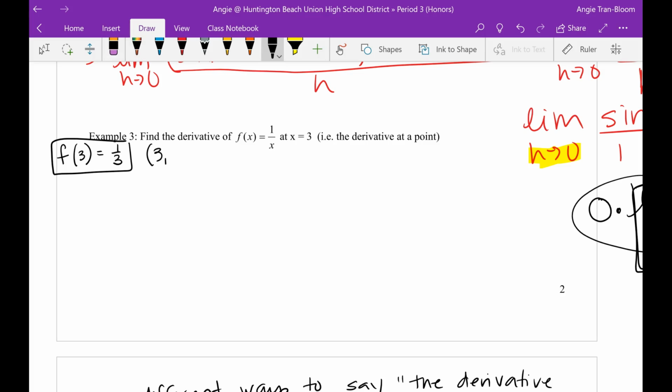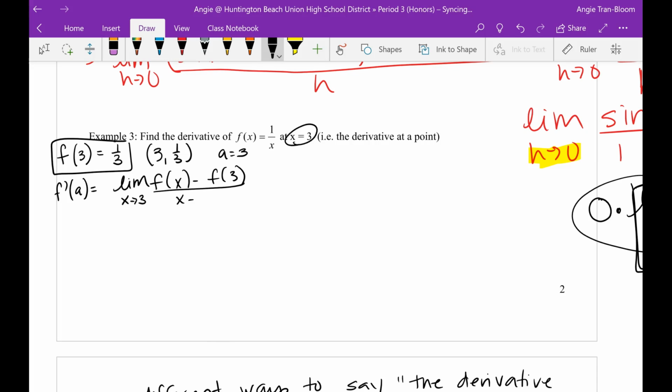The formula says f prime of your point a is the limit as x approaches a. In this case, your a is 3. So it's the limit as x approaches 3 of f of x minus f of 3, because that's f of a, all over x minus 3. By definition, that's the limit as x approaches 3 of f of x, which is 1 over x, minus f of 3. I found f of 3 already, so I just plug in 1/3, all over x minus 3.